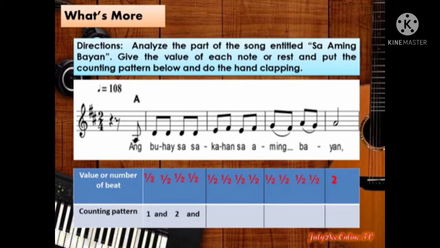Counting pattern. For the first measure, we have 1 and 2 and. Next, we have 1 and 2 and. Third, we have 1 and 2 and. And the last measure is 1, 2. Now let's do the clapping. 1 and 2 and 1 and 2 and 1 and 2 and 1, 2.